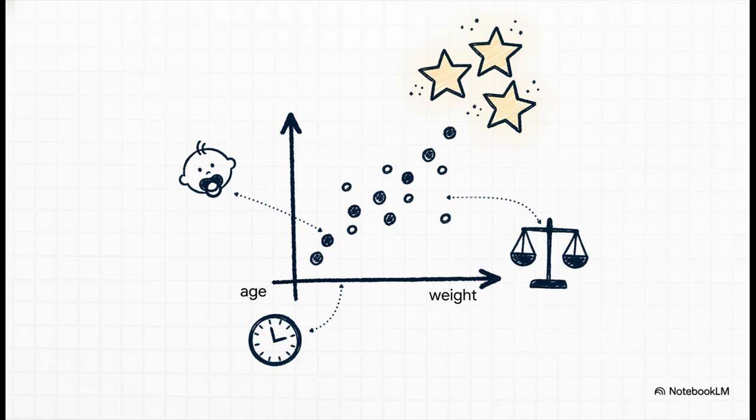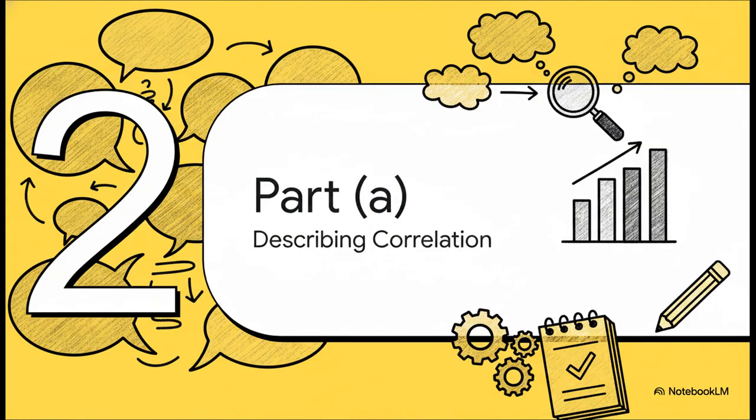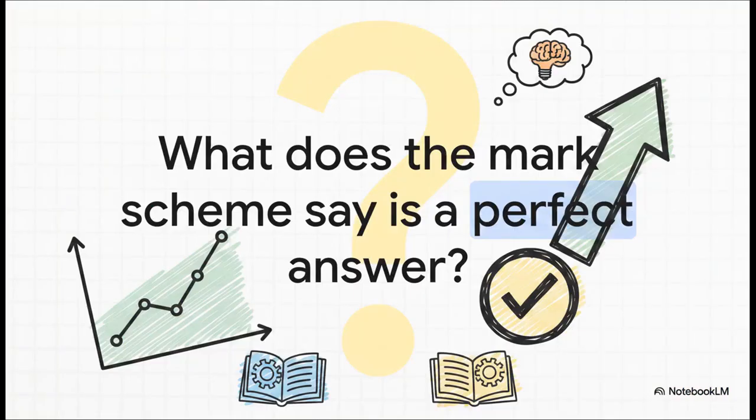Now, 3 marks might not sound like a lot, but you and I both know they can make all the difference. Right, let's get straight into the first part of the question. This one is all about communication, using exactly the right words to describe what you're seeing in the data. So the question just asks you to describe the relationship you see on the scatter graph. Now, this is only a 1-mark question, but wow, is it easy to throw this mark away if you're not specific enough. So what does a perfect, guaranteed mark-winning answer actually look like?